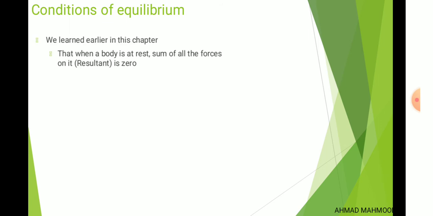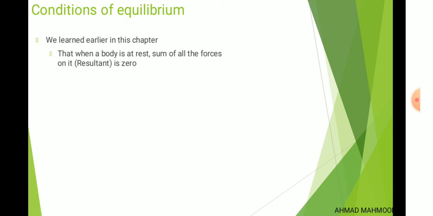So what are the conditions of equilibrium? There are two conditions. First, let's talk about what equilibrium is. If the body is at rest, or it moves with uniform velocity, it is said to be in equilibrium, right? So the first condition of equilibrium is that the sum of all the forces acting on a body is zero to keep the body at rest.